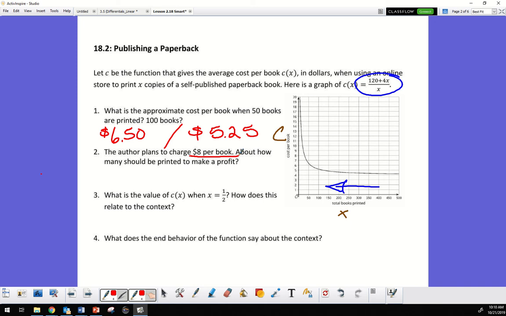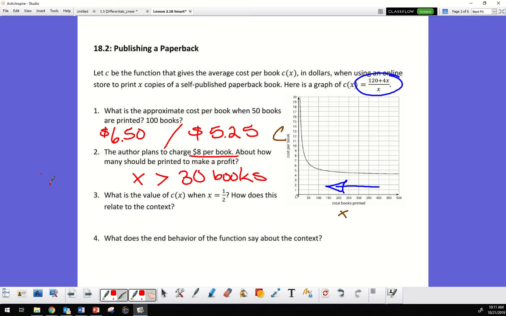So how many should we actually print? Not 30, because 30 is exactly $8 per book. If we want a profit, we need to, how about more than that, right? So it has to be more. So x has to be greater than how many books? 30 books. So it has to be more than that.